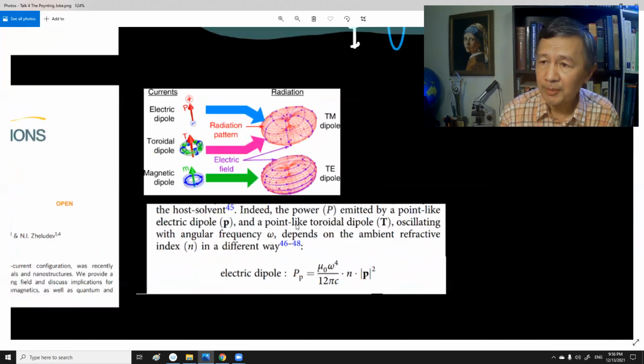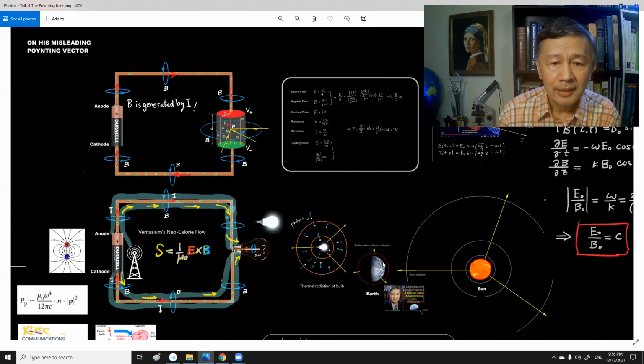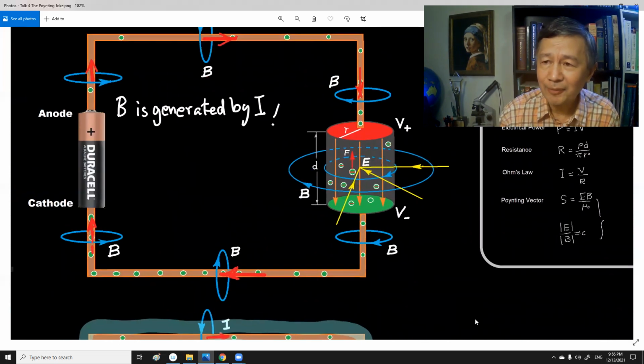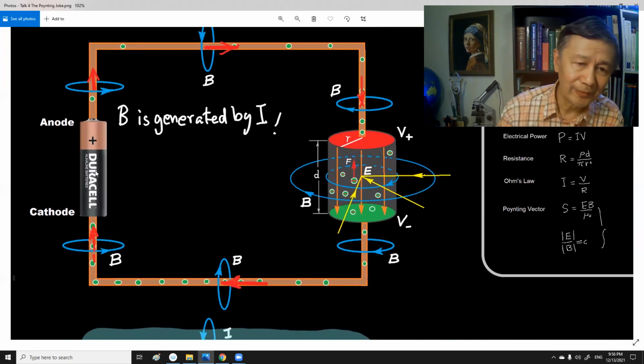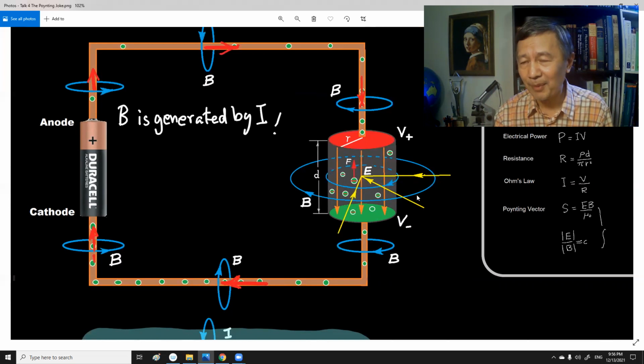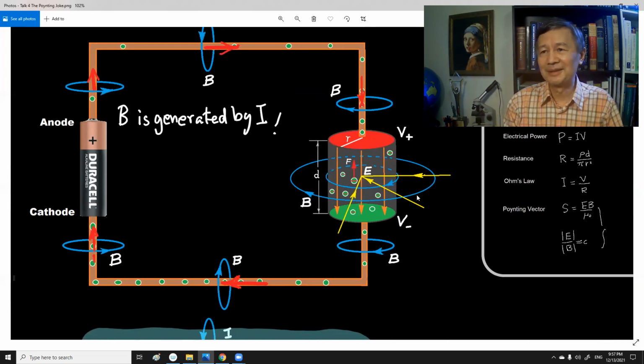Okay, I will stop here. In summary, so far I have proved that it's impossible for a DC battery to generate an electric wave or pulse. Second, that it is impossible to describe the energy transfer into the bulb in terms of the Poynting vector.